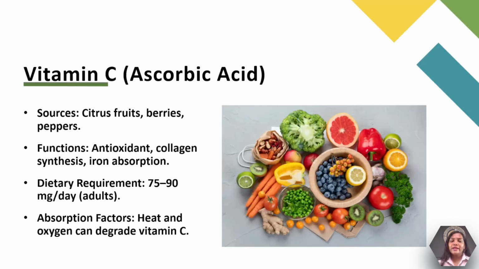Now talking about vitamin C, ascorbic acid. There are multiple sources available for this vitamin, mainly citrus fruits. Like you can see in this picture, grapefruit, red bell pepper, oranges, lemons. Guava is also a very rich source of vitamin C, plus carrots, ginger you can see, and broccoli. Tomatoes can be added to get vitamin C also.